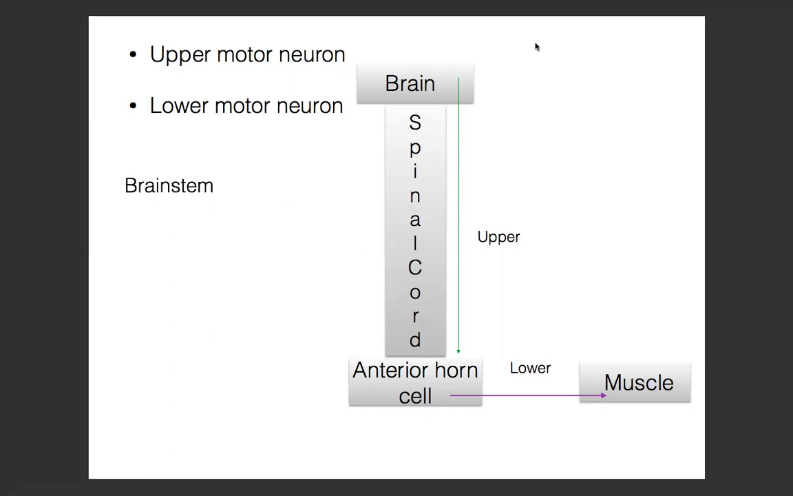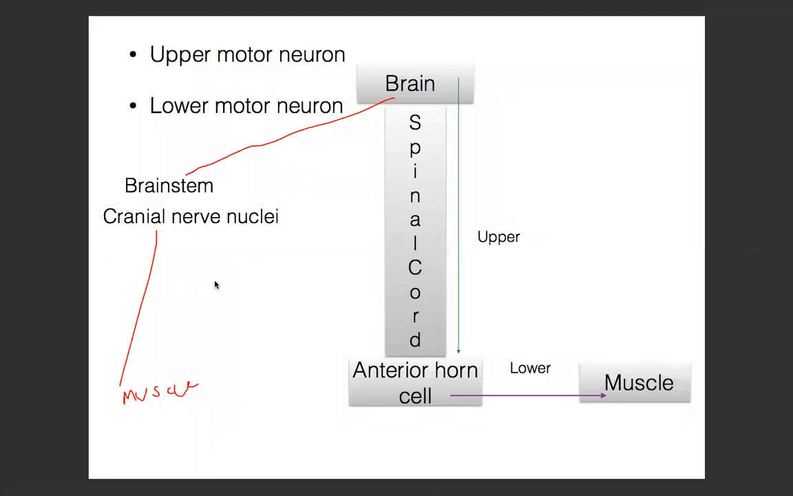So instead, the upper motor neuron is from the brain to the brain stem, and the lower motor neuron is from the brain stem to the muscles or to whatever organ it is. Okay? So the brain stem itself, where is it? It's in the cranial nerve nuclei.